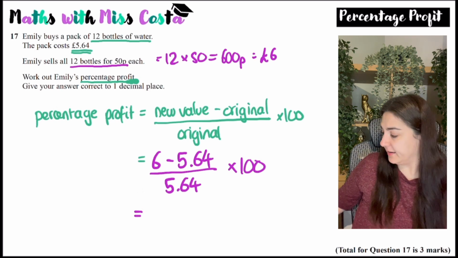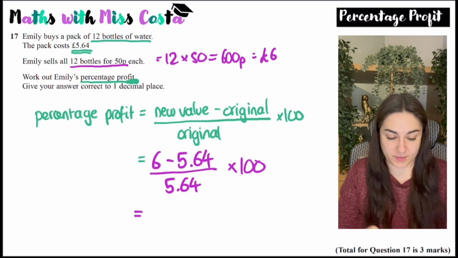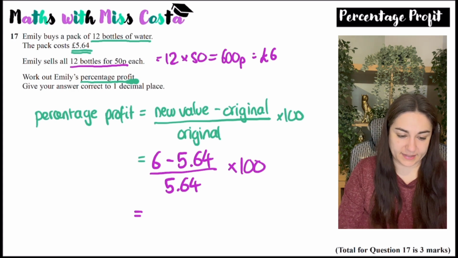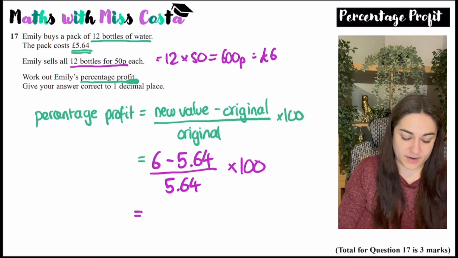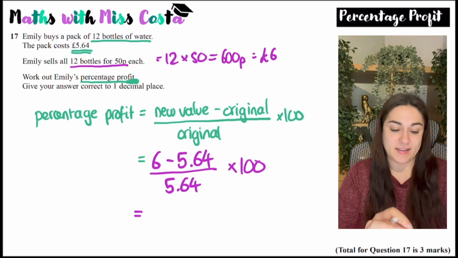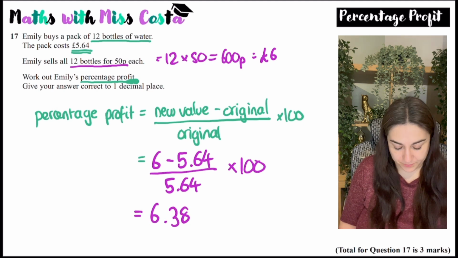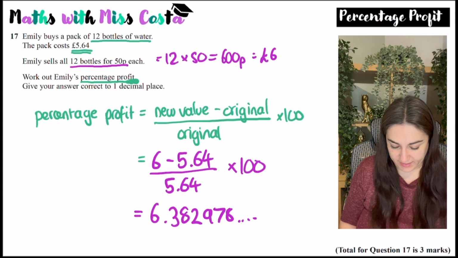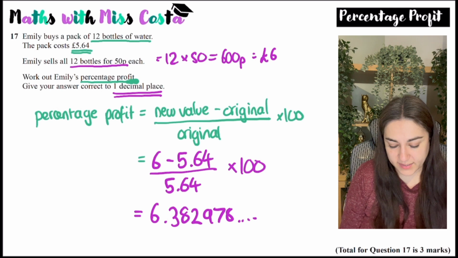So you've got a calculator, so we can use the fraction button once again over there, and we type in 6 take away £5.64 over £5.64, which gives me 3/47, and then I just times that by 100, which gives me 300/47, and then you can press the format and the decimal number to give you 6.382978. Going on, it says give your answer correct to one decimal place.